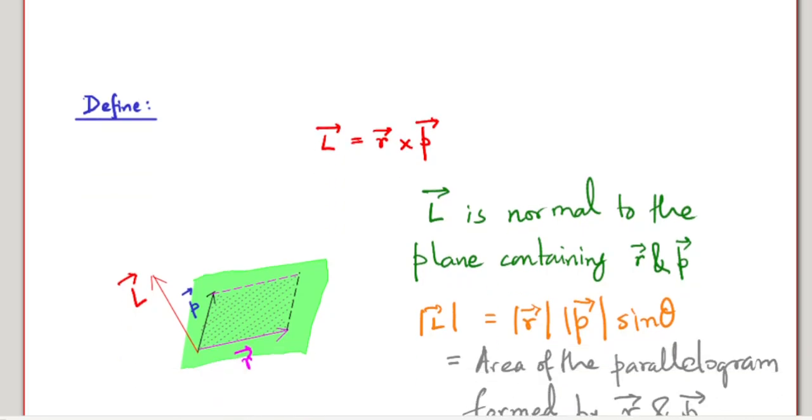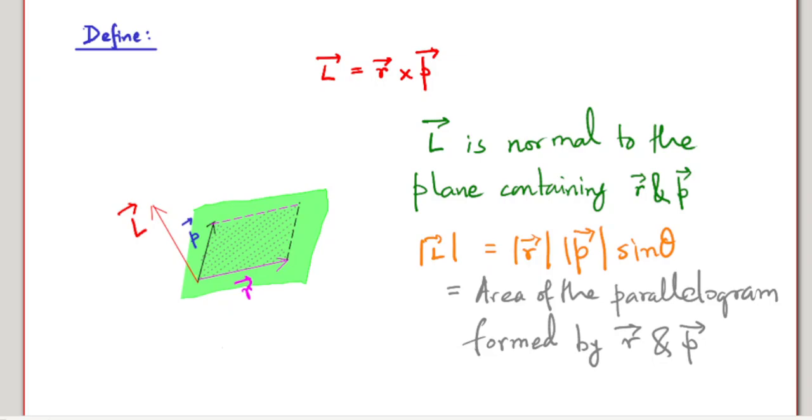Now, just from the geometry of the cross product, we can see that the L vector, by definition, has to be normal to the plane containing R and P. So here you have a position vector for a point, and this is the momentum vector. The L vector has to be directed perpendicular to both R and P, therefore perpendicular to the plane containing these two vectors, and according to the right hand rule, if you were to curl your fingers from R to P, then the thumb will point towards L, provided of course you are using the right hand.